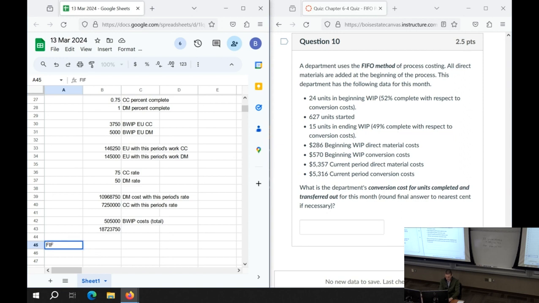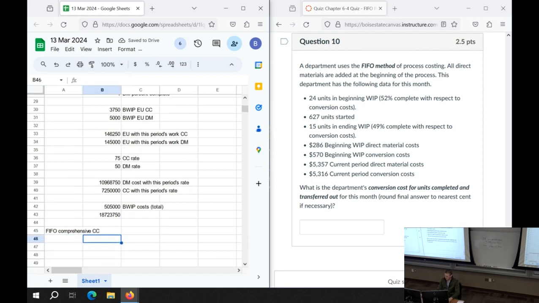All right, FIFO comprehensive. So in 6-4 here, the only way we're going to get it, without the rates given, we have to calculate the rates, is a comprehensive problem like this. So, all right, let's copy it all over. 24, 6, 27. Should I work on it aside and give you a minute or two? No? Okay, well, I'll work through it here for you.